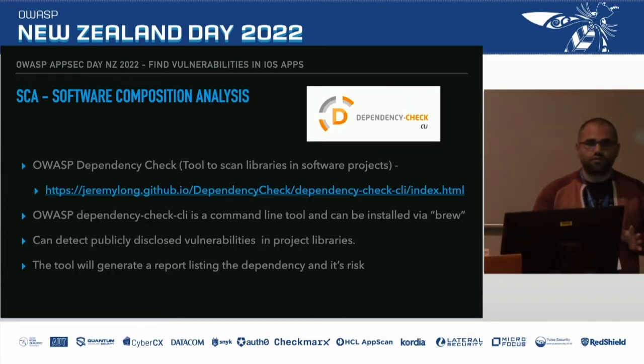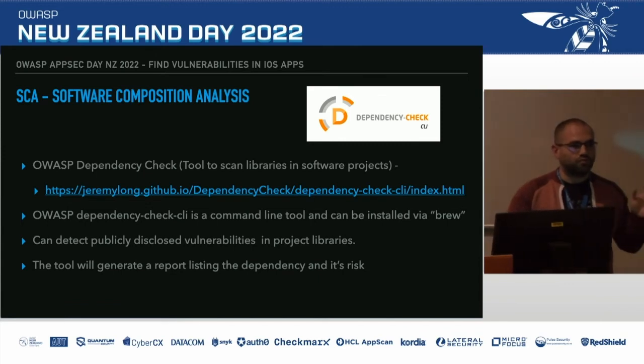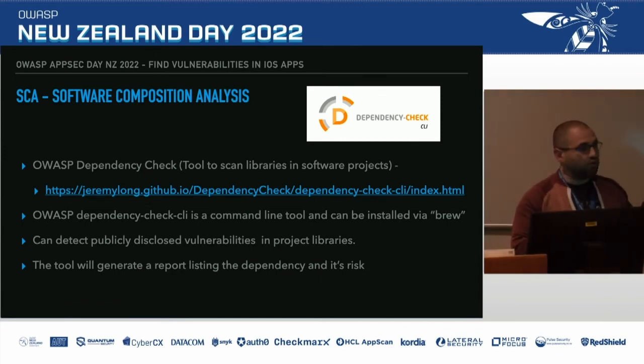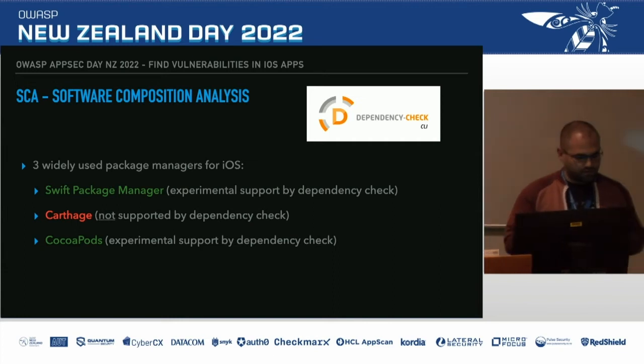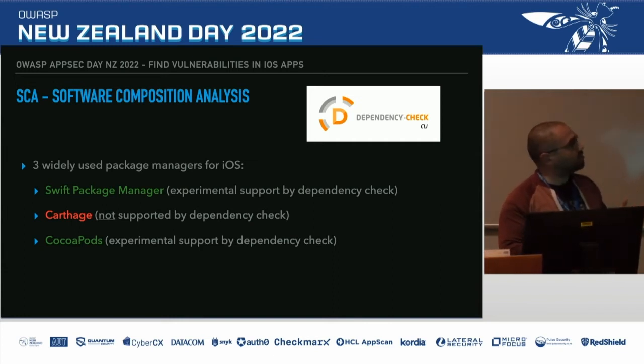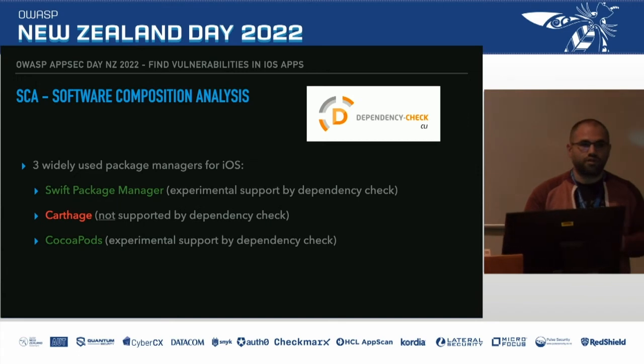There are a lot of different tools out there. I will be focusing on an open source tool, one that is from OWASP also, called Dependency Check. It's already out there for quite a long time, and it's mainly used for Java. But recently they were also introducing checks for package managers for iOS. For example, the Swift package manager and CocoaPods. This is both also supported, so you can scan these kinds of libraries also on the iOS side.